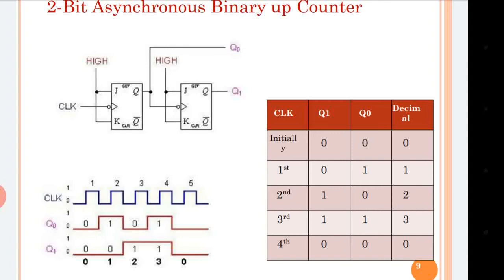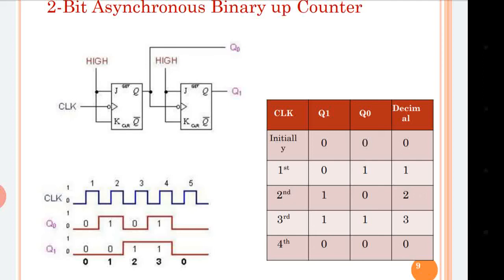Remember that we have connected output Q to the clock of the next, because this was a falling edge triggered flip flop. Now if you take a rising edge triggered flip flop, then the change is that, instead of connecting Q to the clock of the next, we will connect Q bar to the clock of the next for up counting. Remember that.